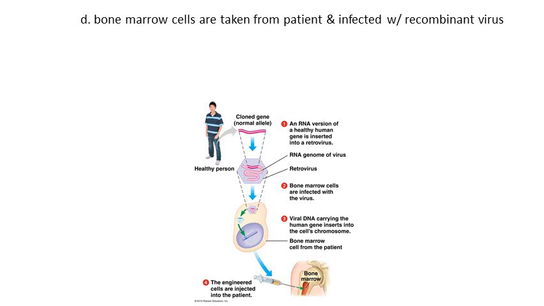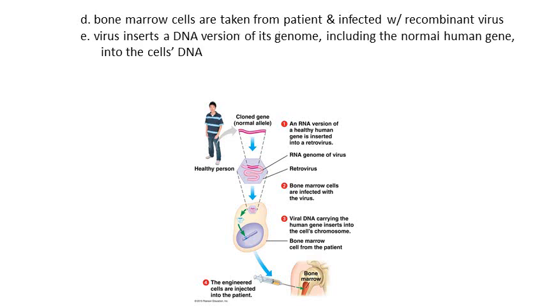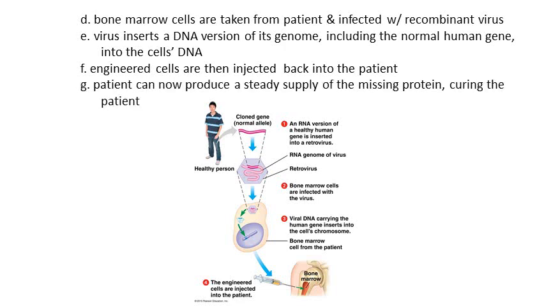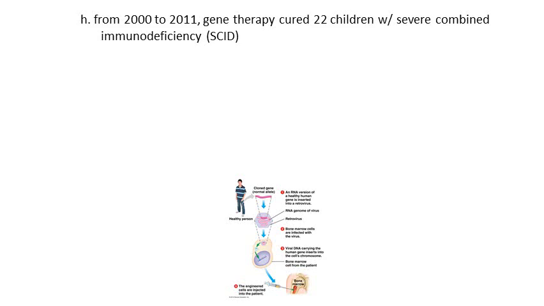Then you could remove bone marrow cells from a patient and infect those cells with this virus. The virus would insert a DNA version of its genome, including that normal human gene, into the cells, and then you could get those cells to go ahead and grow, and then inject them back into the patient, and now the patient is cured. The patient can produce what protein it really needs to.